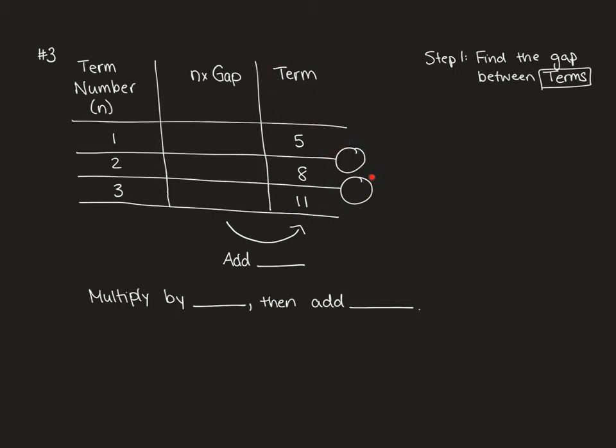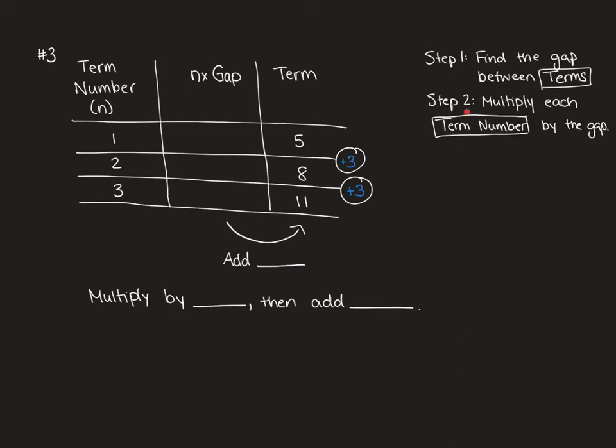So that's what they've given us these circles for, is to go, okay, so to get from 5 to 8, we need to add 3. To get from 8 to 11, we need to add 3. So step 1, find the gap.